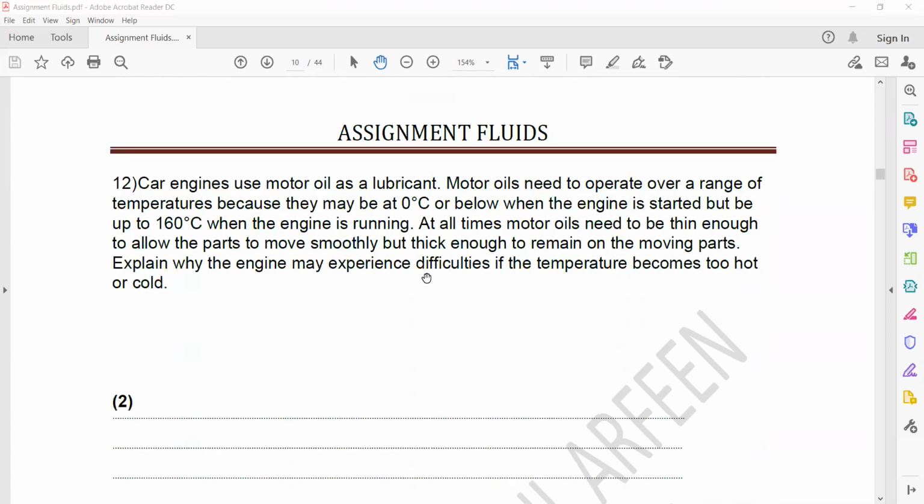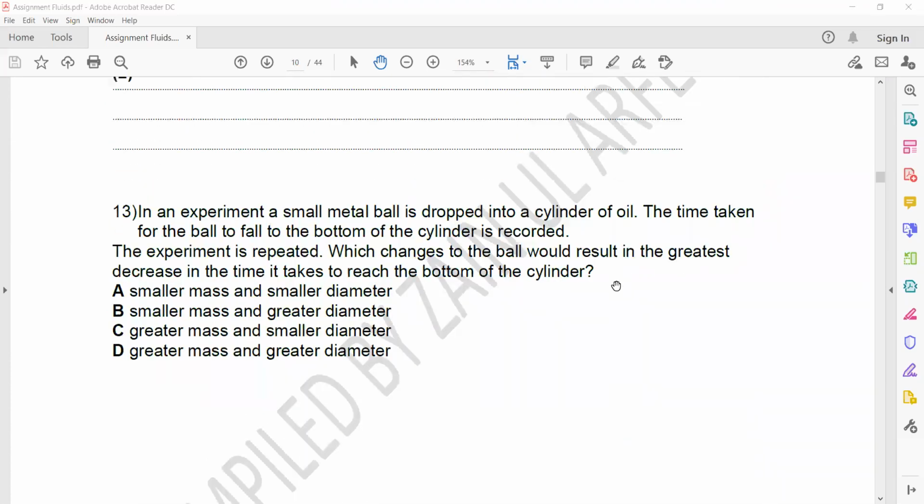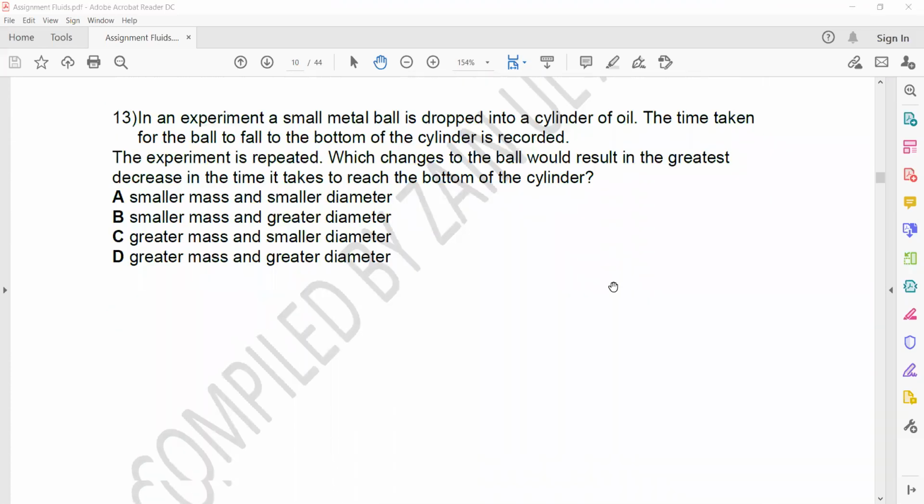Page 10, question 13. In an experiment, a small metal ball is dropped into a cylinder of oil. The time taken for the ball to fall to the bottom of the cylinder is recorded. The experiment is repeated. Which change in the ball results in the greatest decrease in time to reach the bottom?